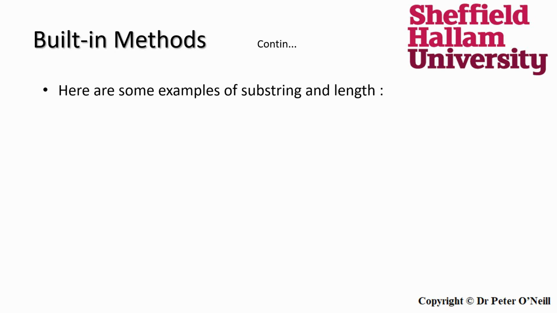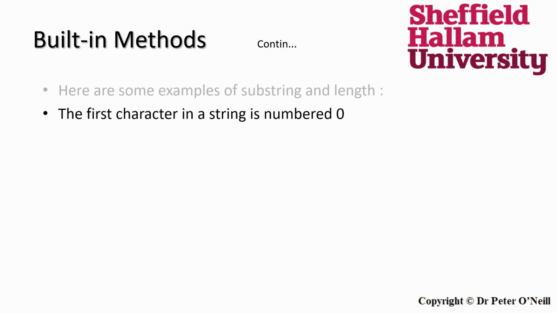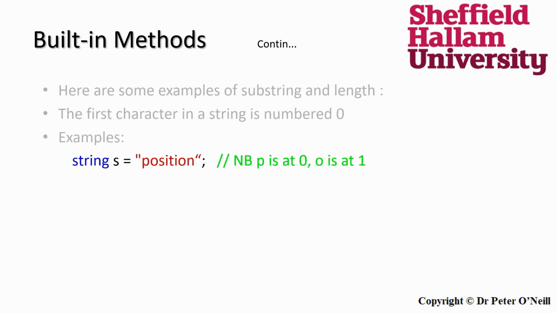Here are some examples of substring and length. The first character in the string is numbered 0. For example, string S equals "position". Please note that the P is of index value 0.